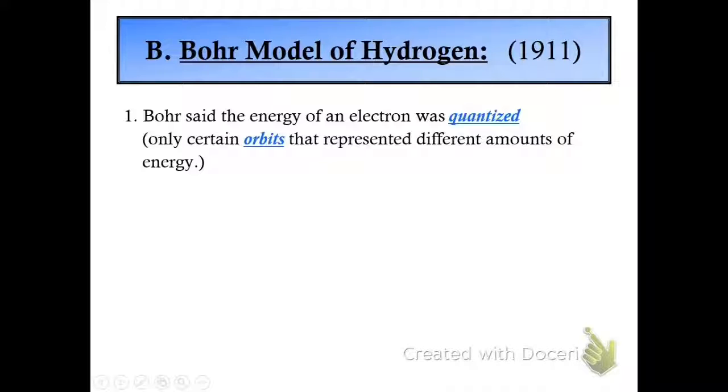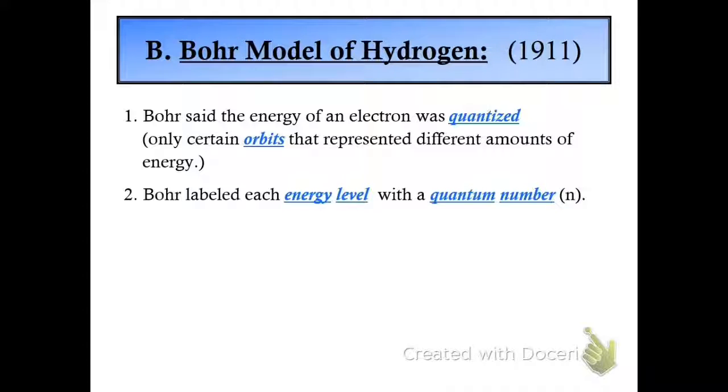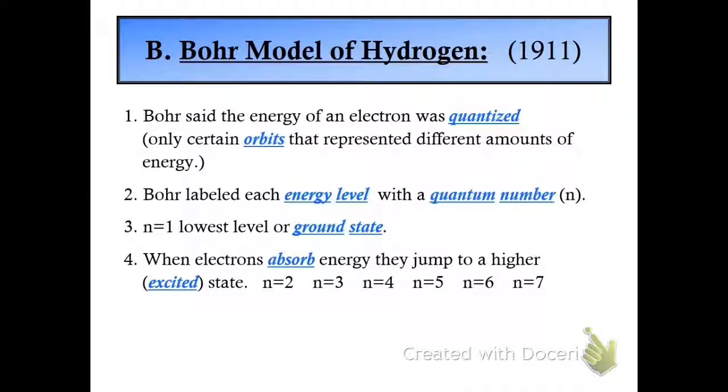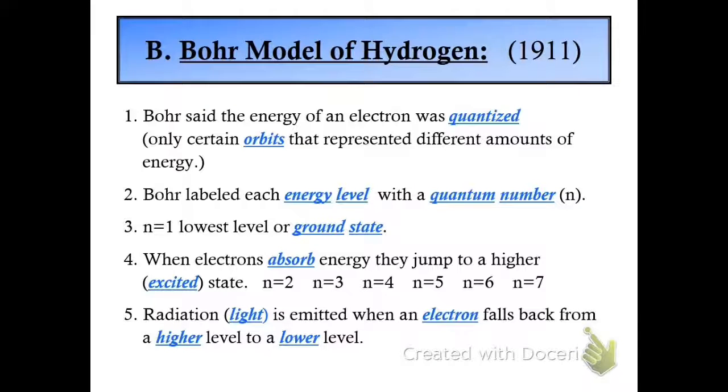Bohr came up with a model of the atom that said that the energy of an electron was quantized. They can only exist in certain orbits that represented different amounts of energy. He labeled each energy level with a quantum number. So n=1 is the first energy level. It's the lowest energy level, the ground state. When electrons absorb energy, they jump to a higher level. We call that the excited state. And when they fall back down, they emit light. This is what all the emission line spectrum comes from.